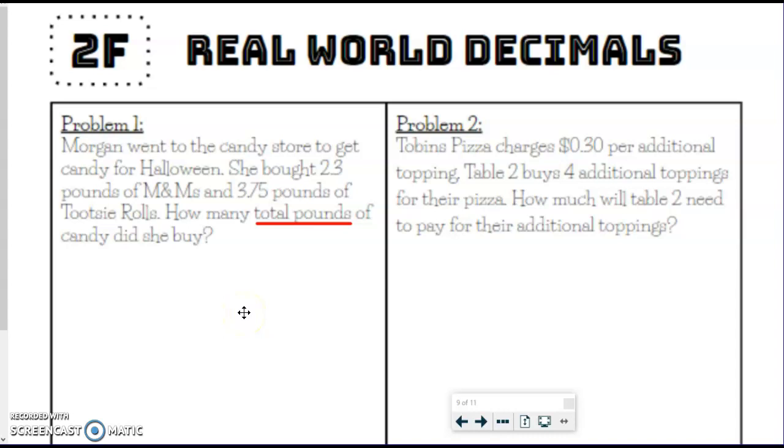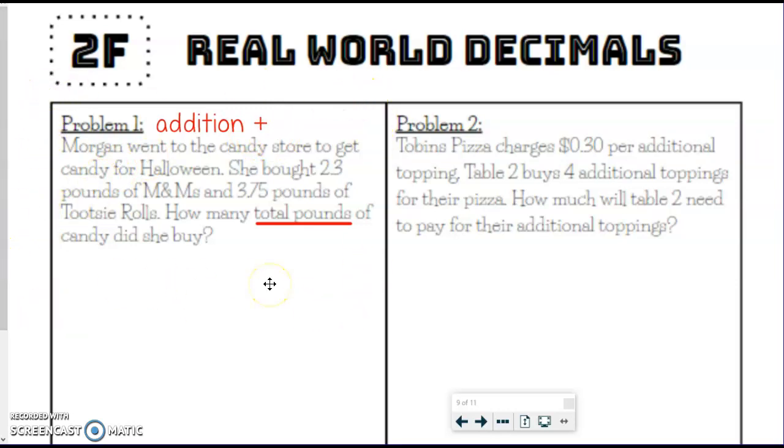So when I hear that total pounds, I know I'm going to have to put together the pounds of M&Ms and the pounds of Tootsie Rolls and put those together. So we're going to do that through addition. So make sure you underline the fact that it said total pounds and that you wrote addition. You can either write the word or you can write the symbol. I don't care which, but write that next to the problem so you know this is an addition problem.